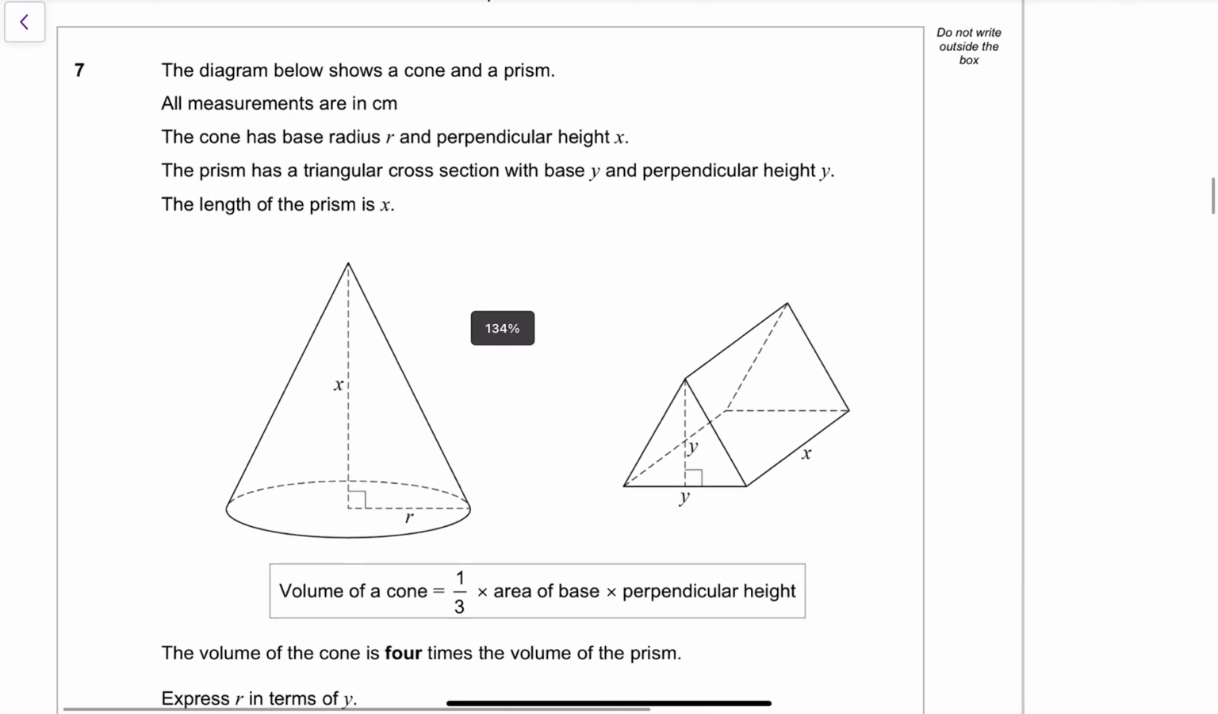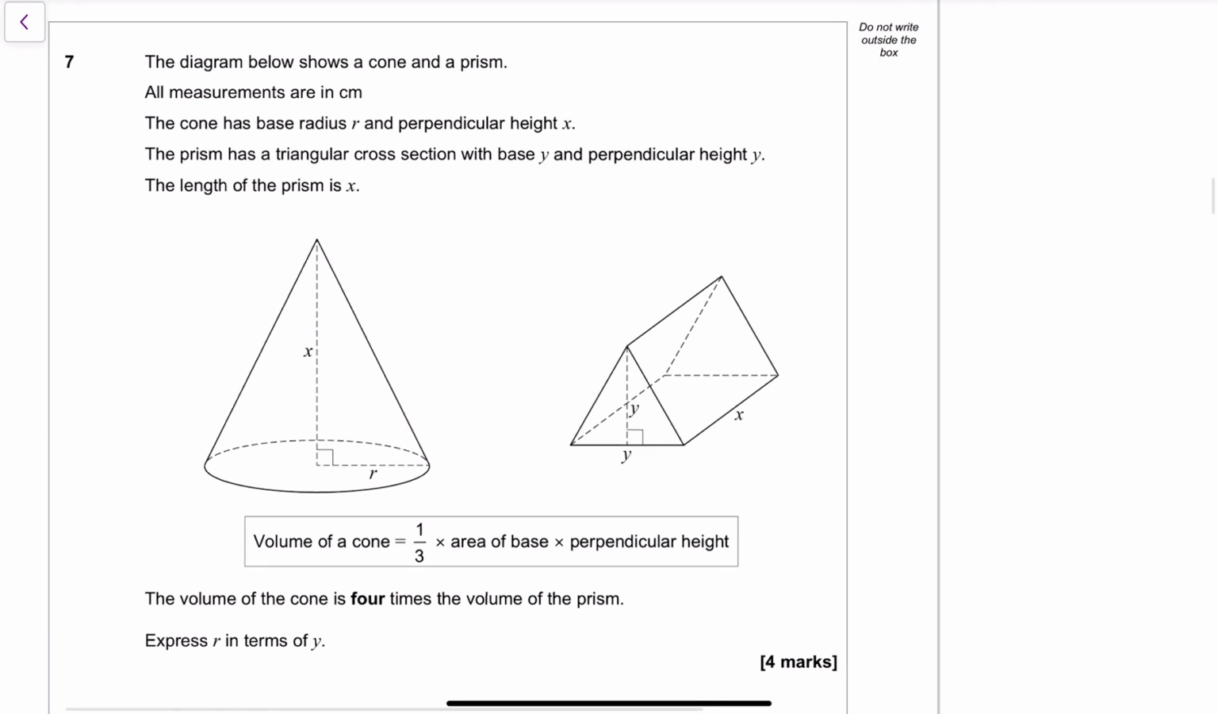Okay, right, we've got a geometry question here. It says the diagram below shows a cone in a prism. All measurements are in centimeters. The cone has a base radius of r and a perpendicular height of x. The prism has a triangular cross section with a base y and a perpendicular height y, and the length is x. The volume of the cone is 4 times the volume of the prism. Express r in terms of y.